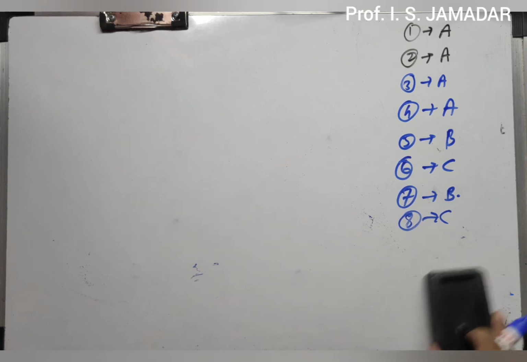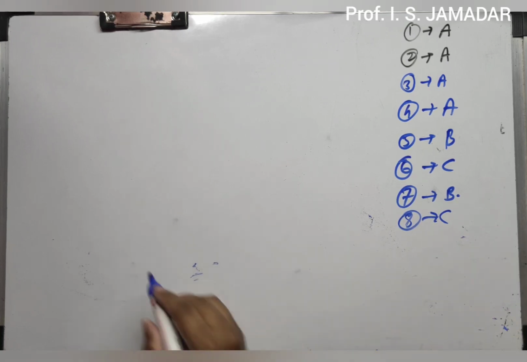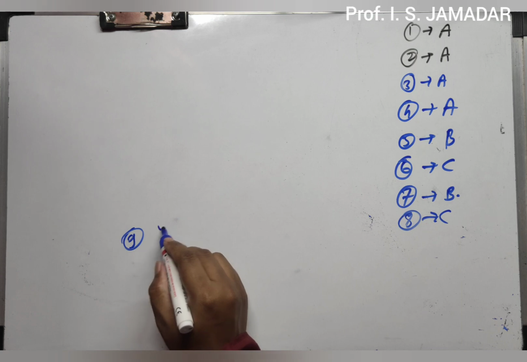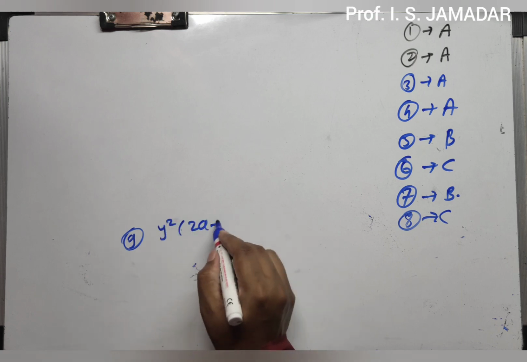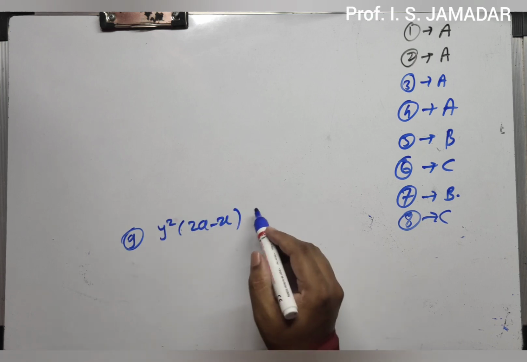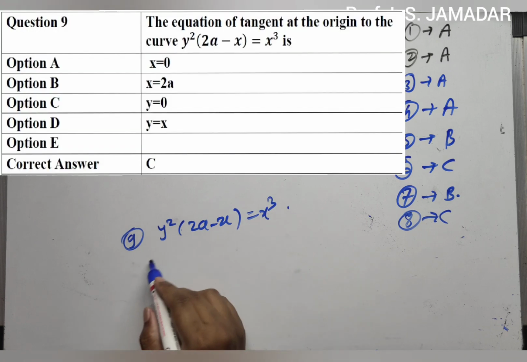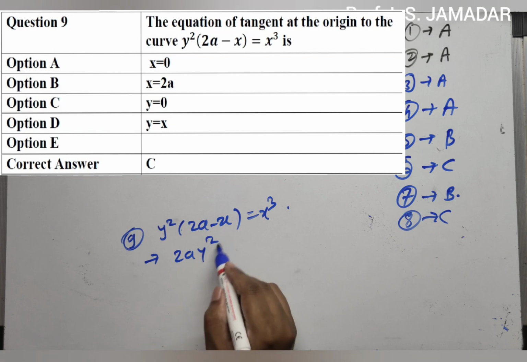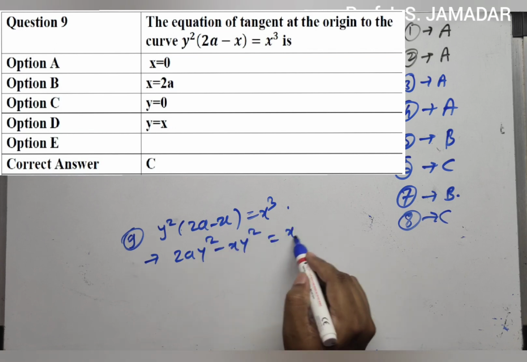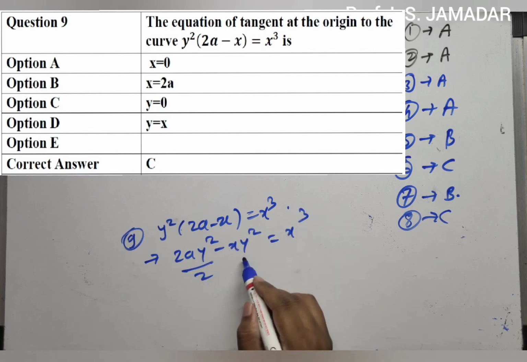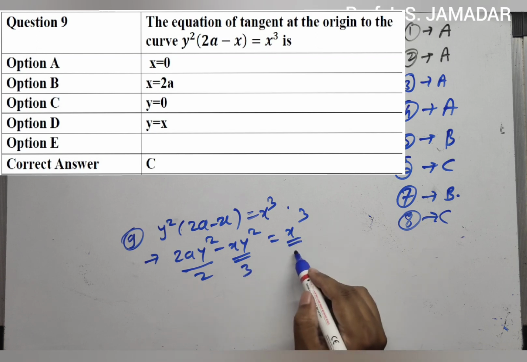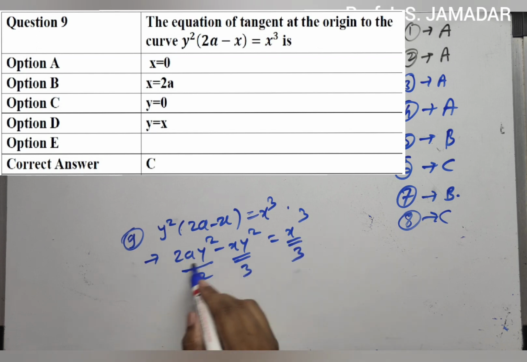The equation of tangent at origin to the curve y square into 2a minus x equal to x cube. So first of all, multiplication: 2a y square minus x y square is equal to x cube. This is degree 2 term, this is degree 3, this is degree 3. So what is the least degree term?